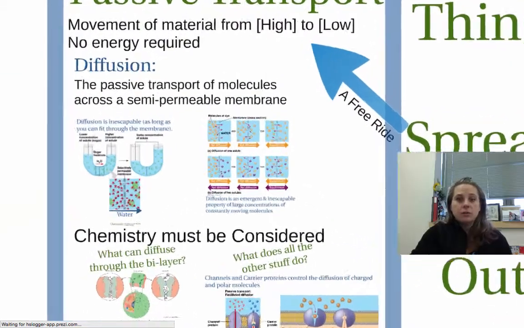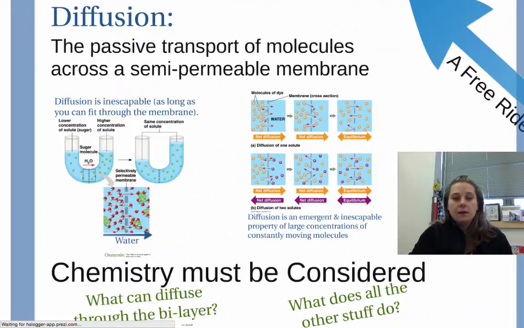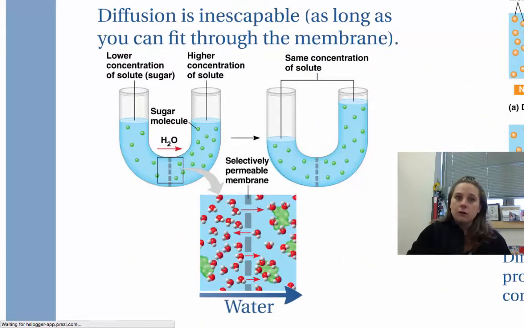So let's start jumping right into the idea of passive transport. With passive transport, this is what we consider to be the free ride, right? So there's no additional energy needed. Moving across a semi-permeable membrane, it's the movement of materials from an area of high concentration to low concentration. It's inescapable. If it can pass through a membrane, it's going to happen.